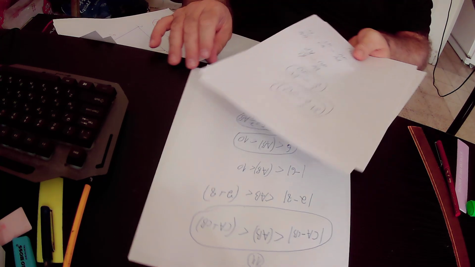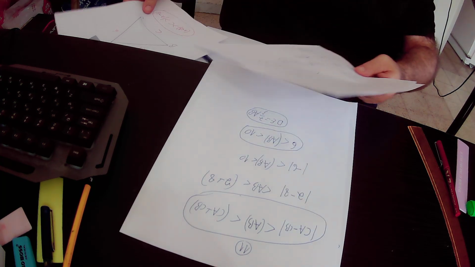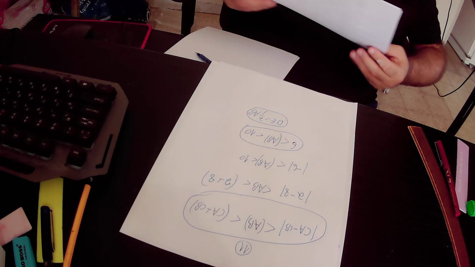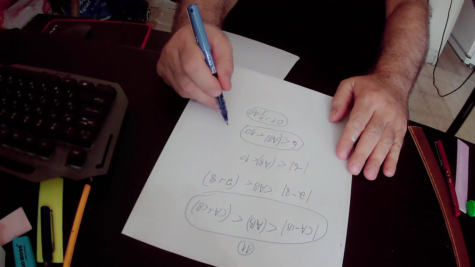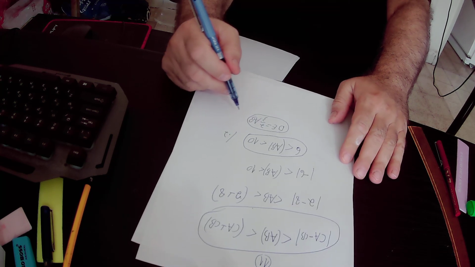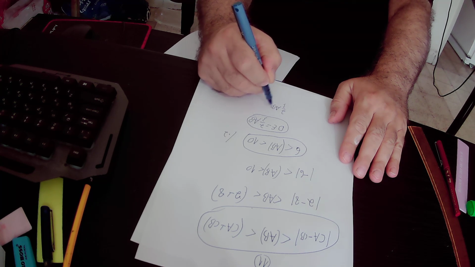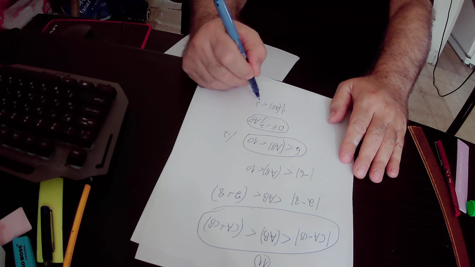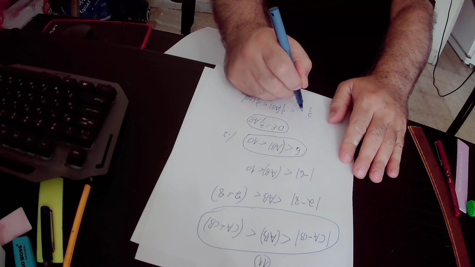We found that DE equals 2/3 AB. Okay, so we will multiply this inequality by 2/3, and we will get that 2/3 AB is smaller than 2/3 times 10, and it is greater than 2/3 times 6.